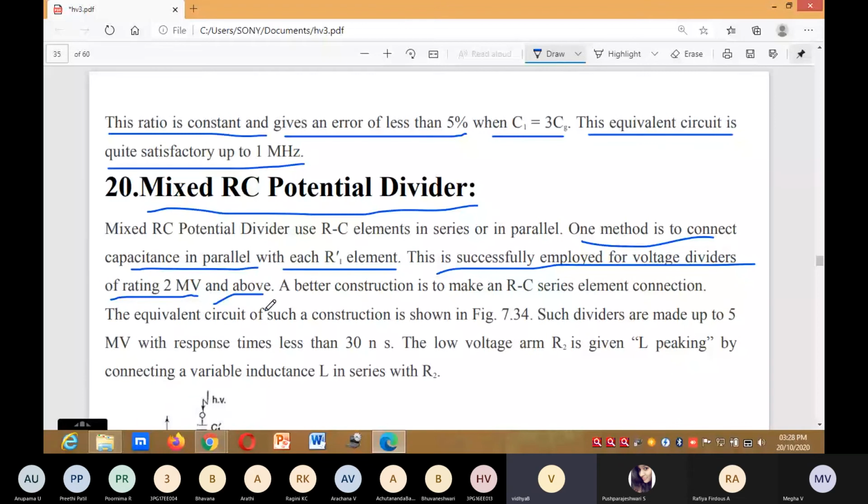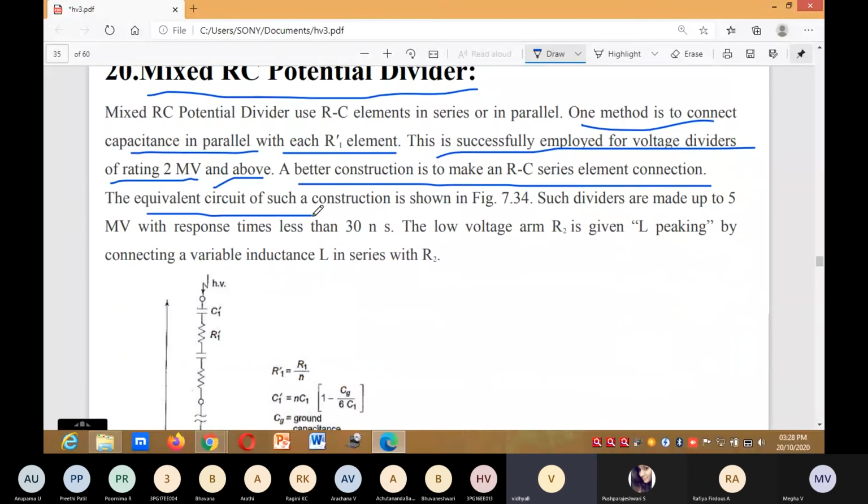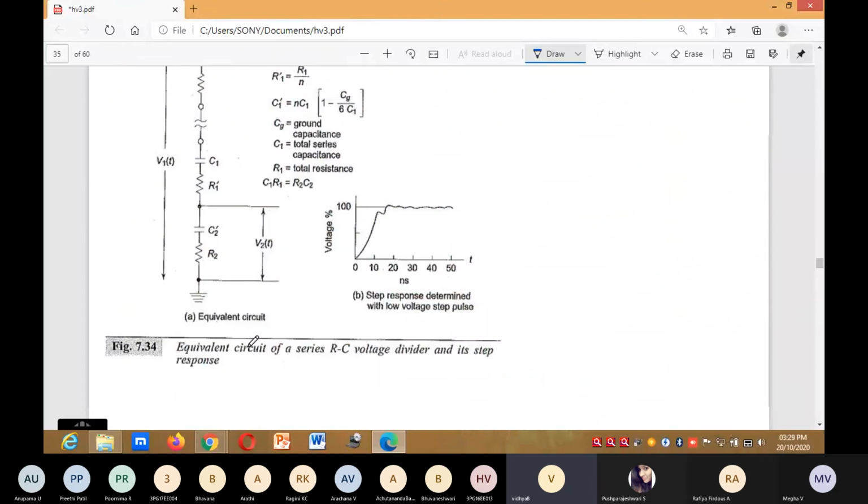One method is to connect the capacitance in parallel with each R1 dash, that is, with each resistance, and it is successfully employed for voltage dividers of rating 2 megavolt and greater. A better construction is to make an RC series element connection. The equivalent circuit of such a construction is shown in figure 7.34.